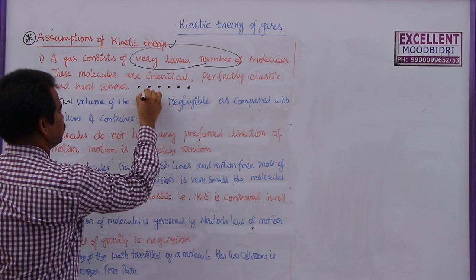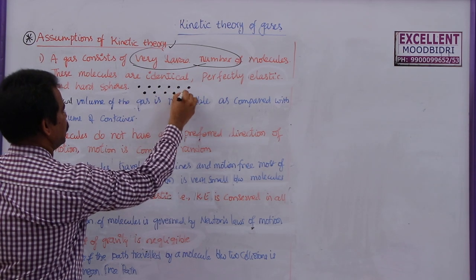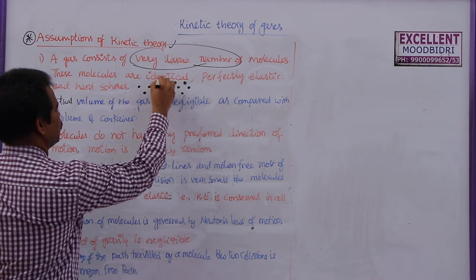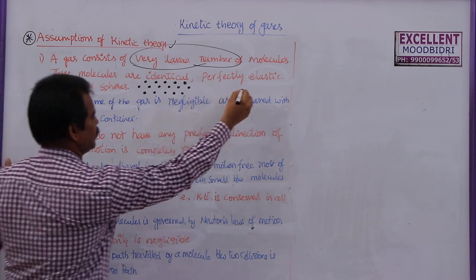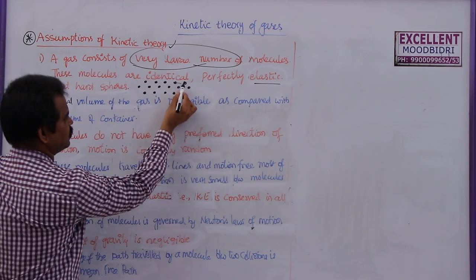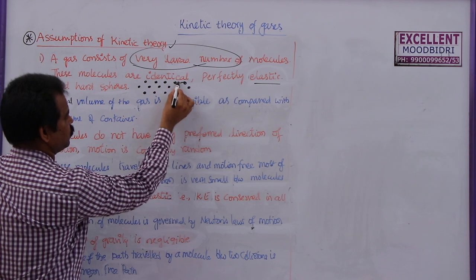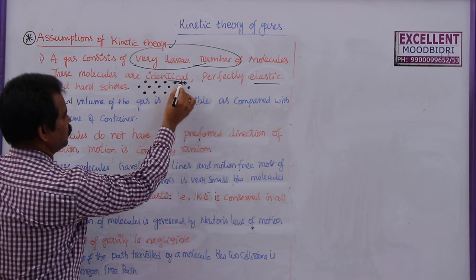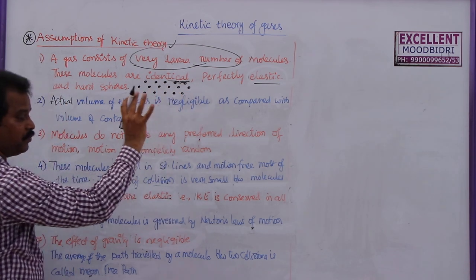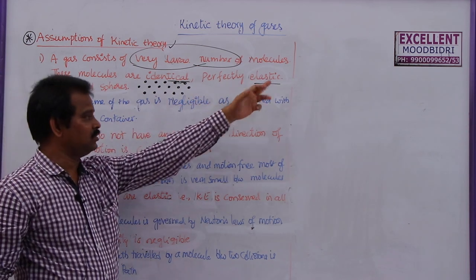So a gas consists of a large number of molecules, and these are always in a spherical shape and elastic in nature. Elastic means when they collide, they will go back to their original position and they may oscillate about their mean position, but the shape will never change because of the elastic nature.